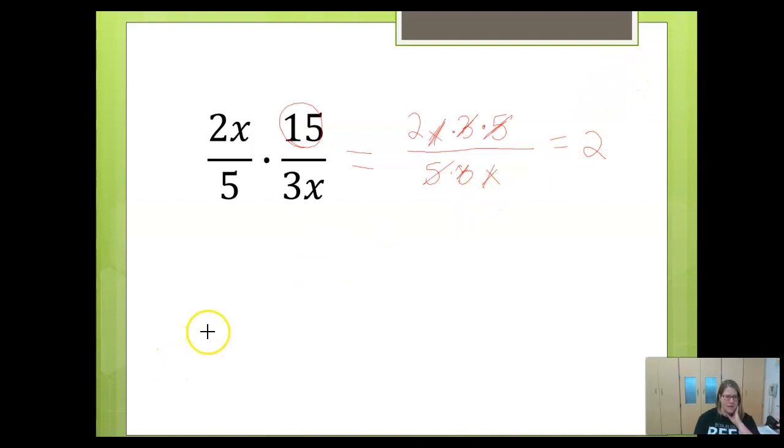Okay. Now I have to think about what x cannot be. So I need to look at the denominators, both of them, 5 and 3x. The 5 has no variable with it, so I don't have to worry about that one. There's no way that 5 is magically going to change into a 0 without a variable.